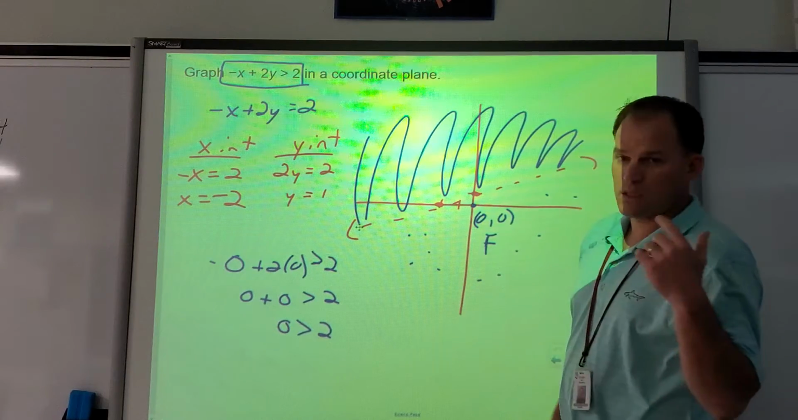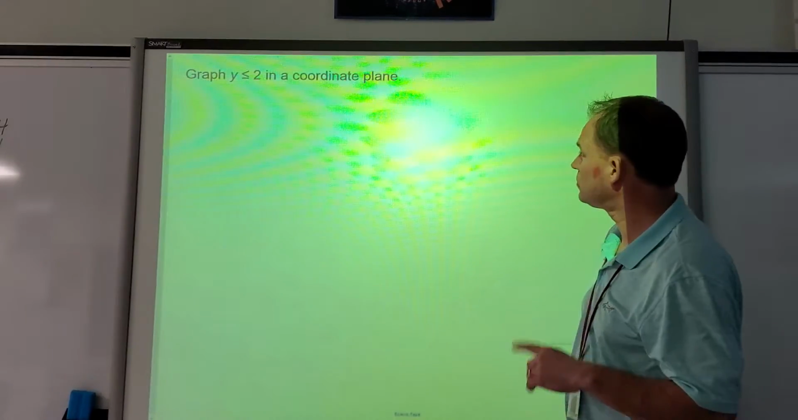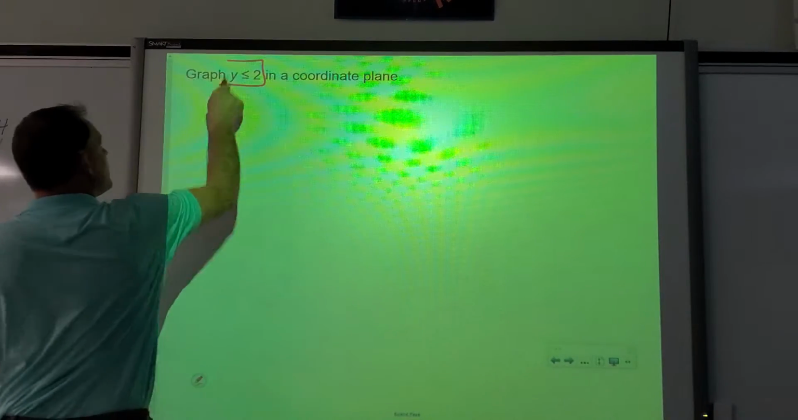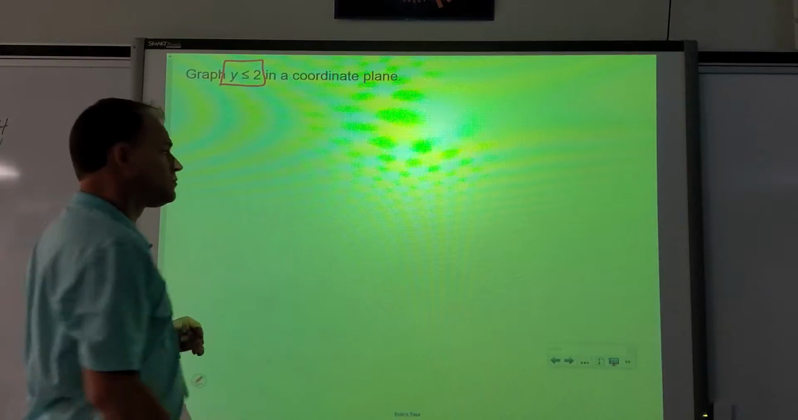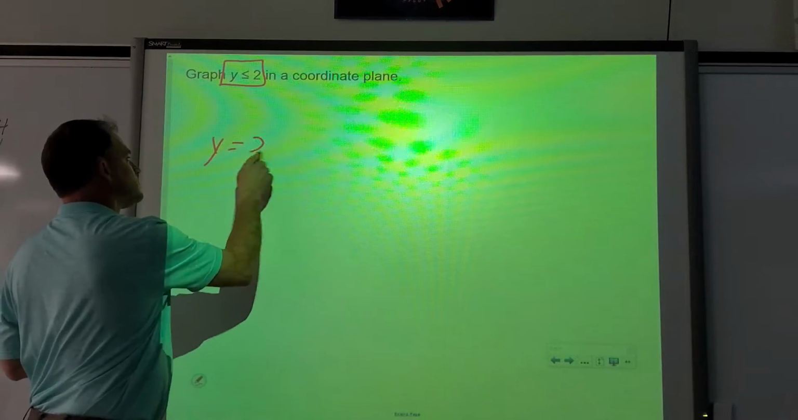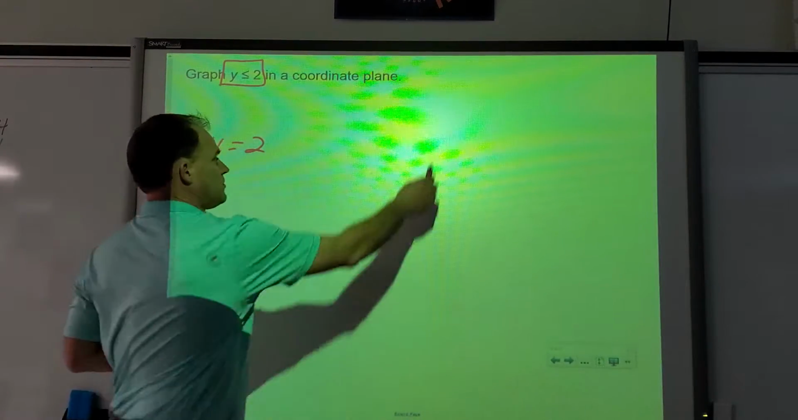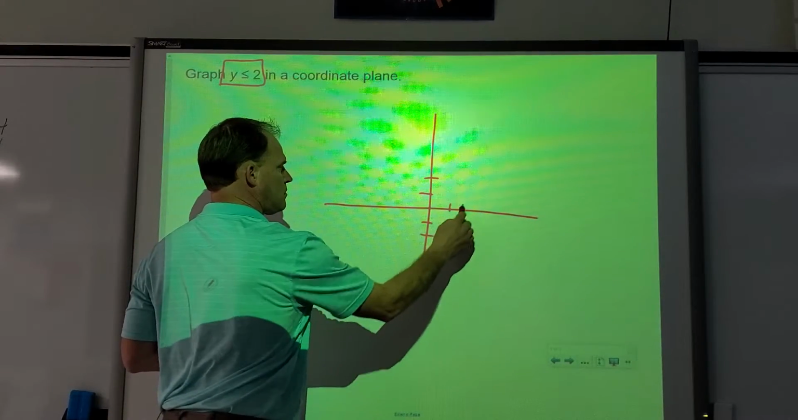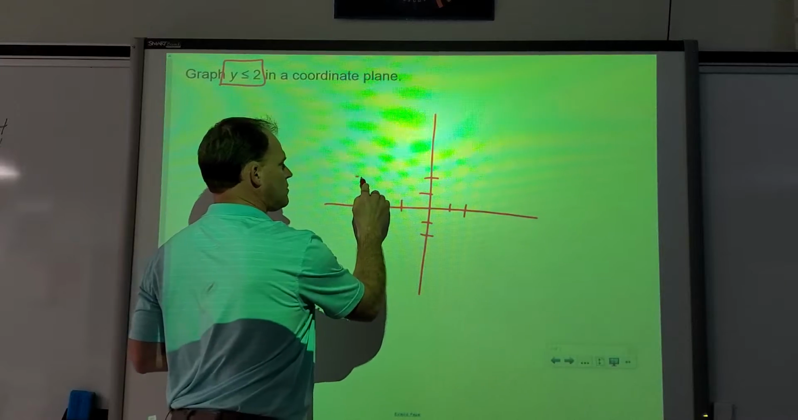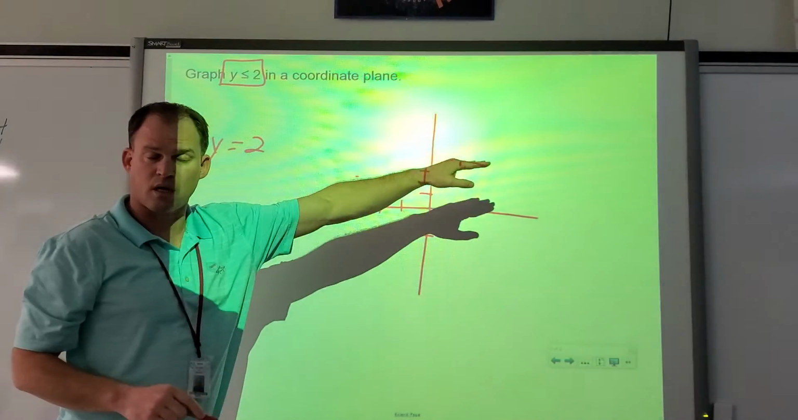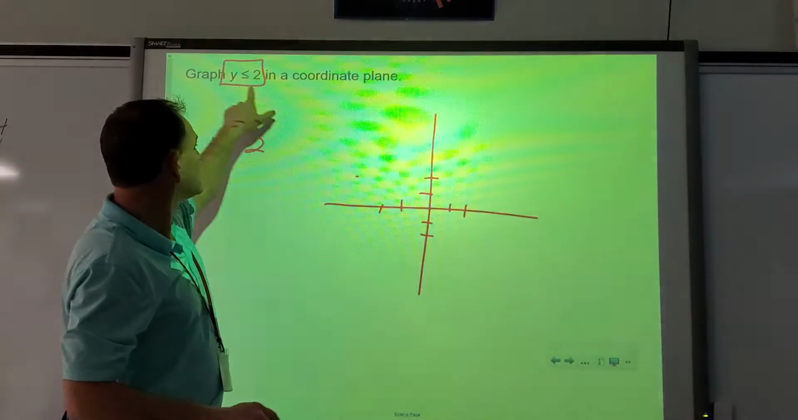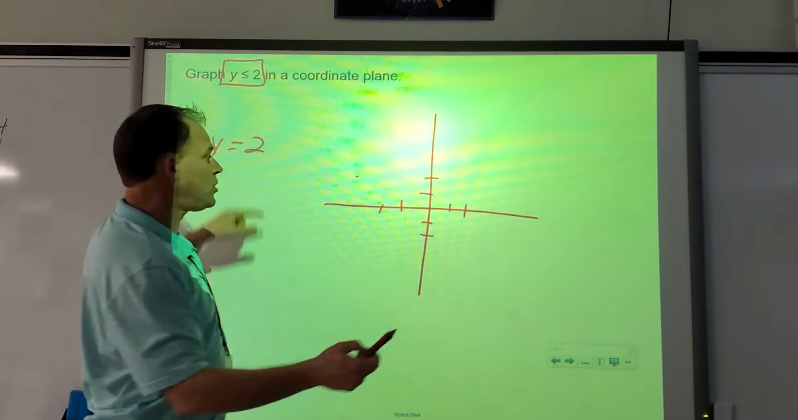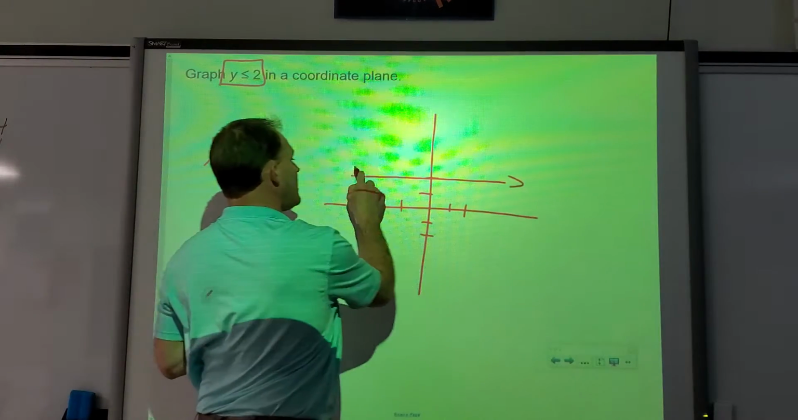Okay. Let's do this again. What if we have... what kind of line is it? What kind of line is that? Horizontal line at 2, right? Is it going to be a solid line or a dashed line? Remember, if you don't remember, look back at your notes. That is a solid line at positive 2.